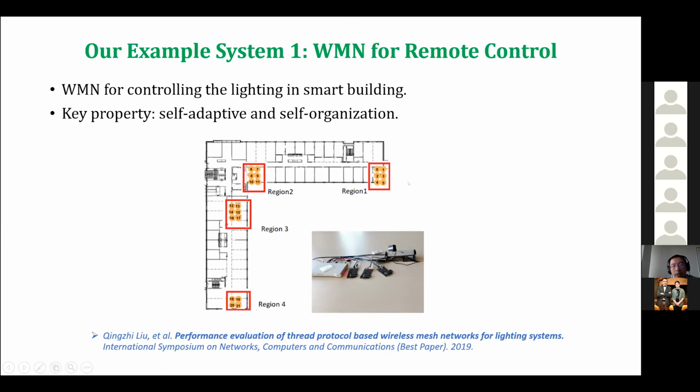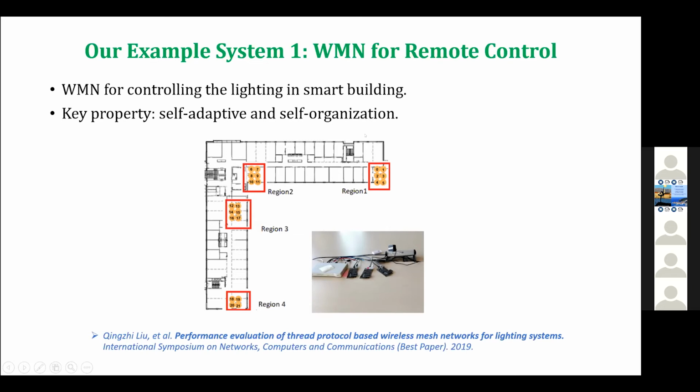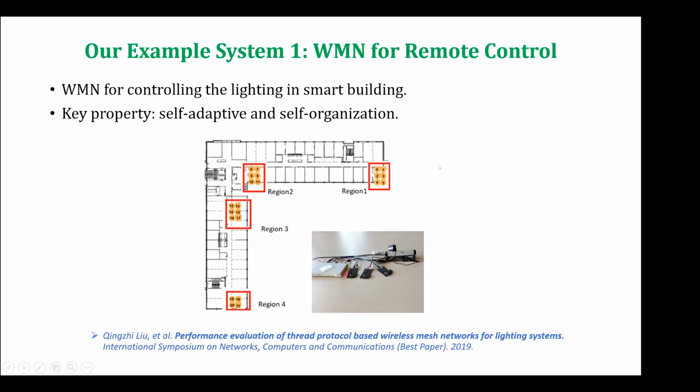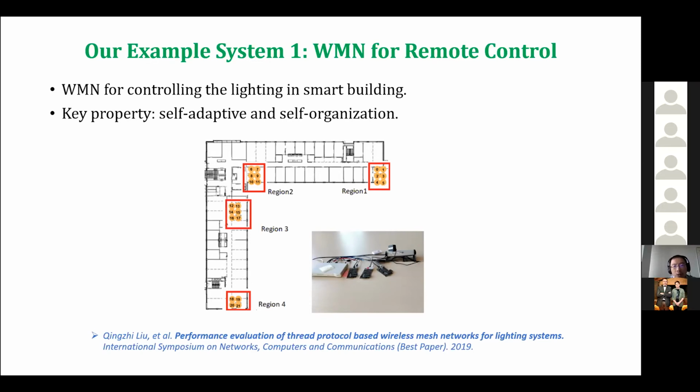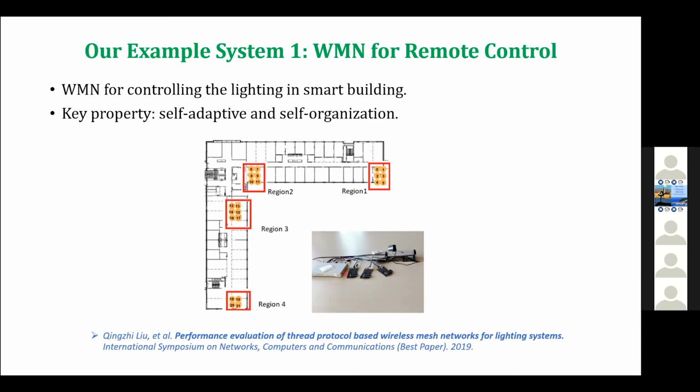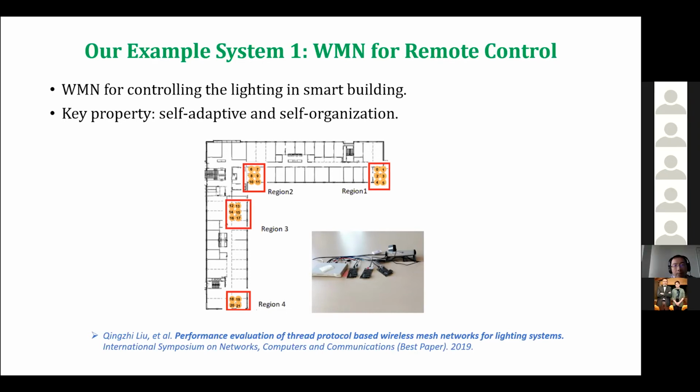So the key property is that with these devices, we do not need to purposely deploy some routers. They can organize by themselves into a network. In our experiment, we also purposely remove some devices and add some new devices. Still, the network is strong enough to transfer the data. Okay, this is the first example system.